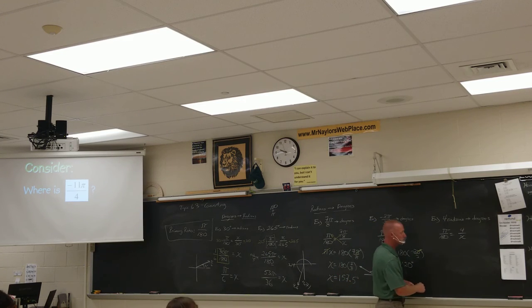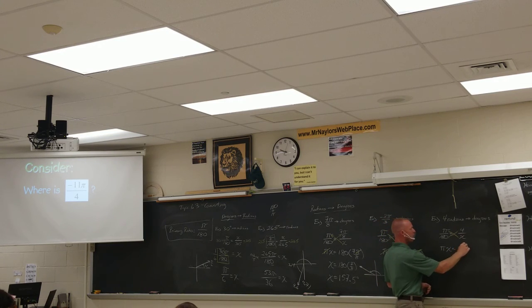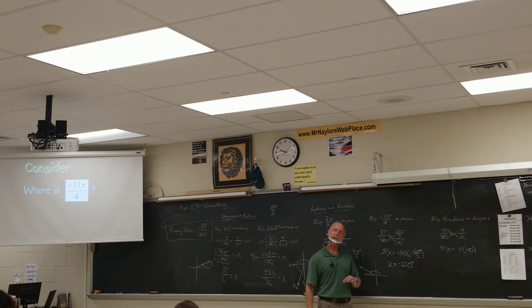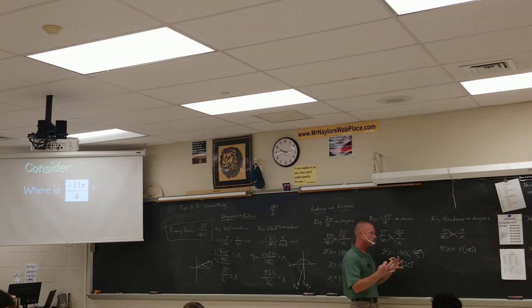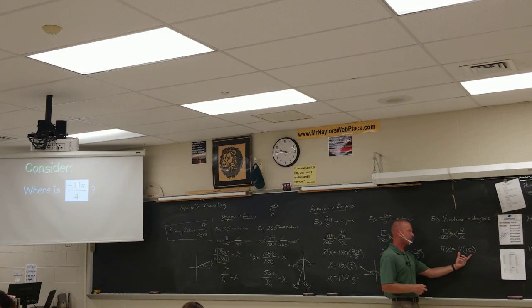Now you can cross multiply. In fact, you should cross multiply. And you get pi x equaling 4 times 180. Now you can certainly multiply that. Maybe you are and you're getting 720. That's good. But here's the part I want you to focus on.